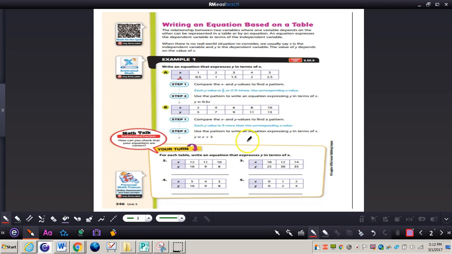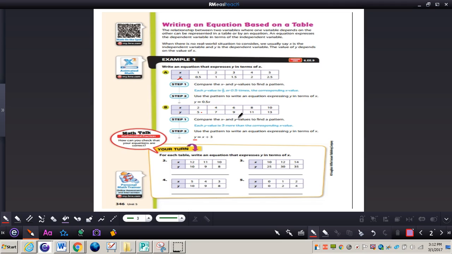So we're going to use the pattern to write an equation. So we have y equals x plus 3, where y is the dependent variable and x is the independent variable. So that's the pattern that we have. Y equals x plus 3. Why do we know that? Because every time we see our x, 3 is added to each one to get the y.